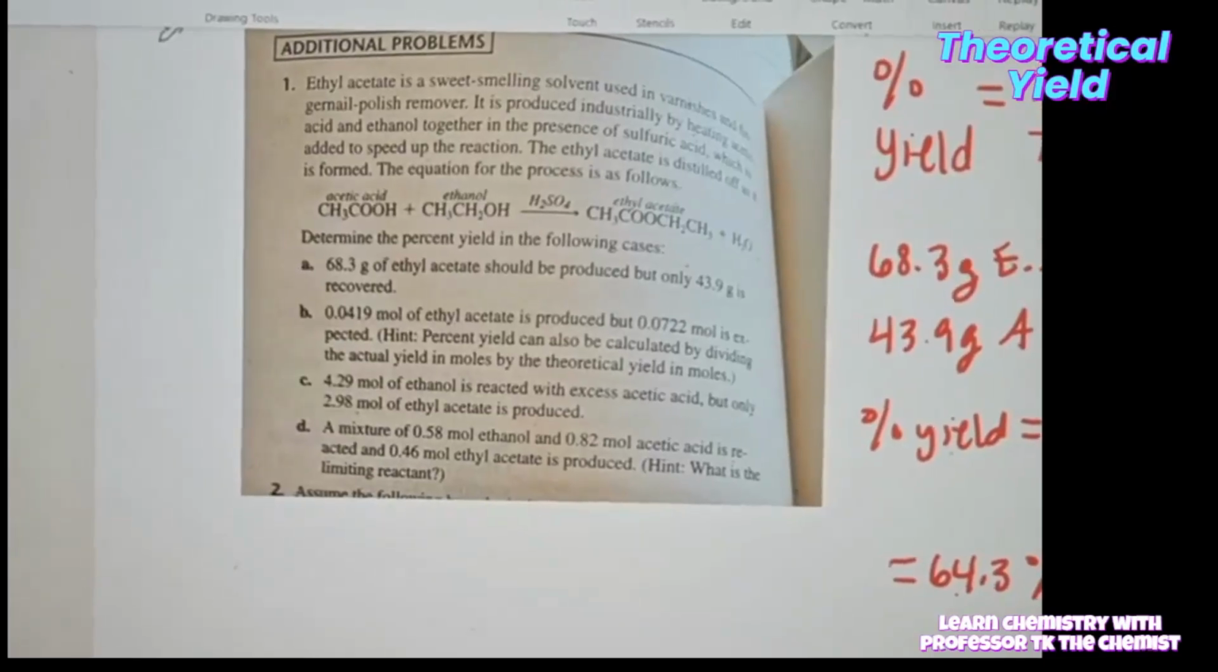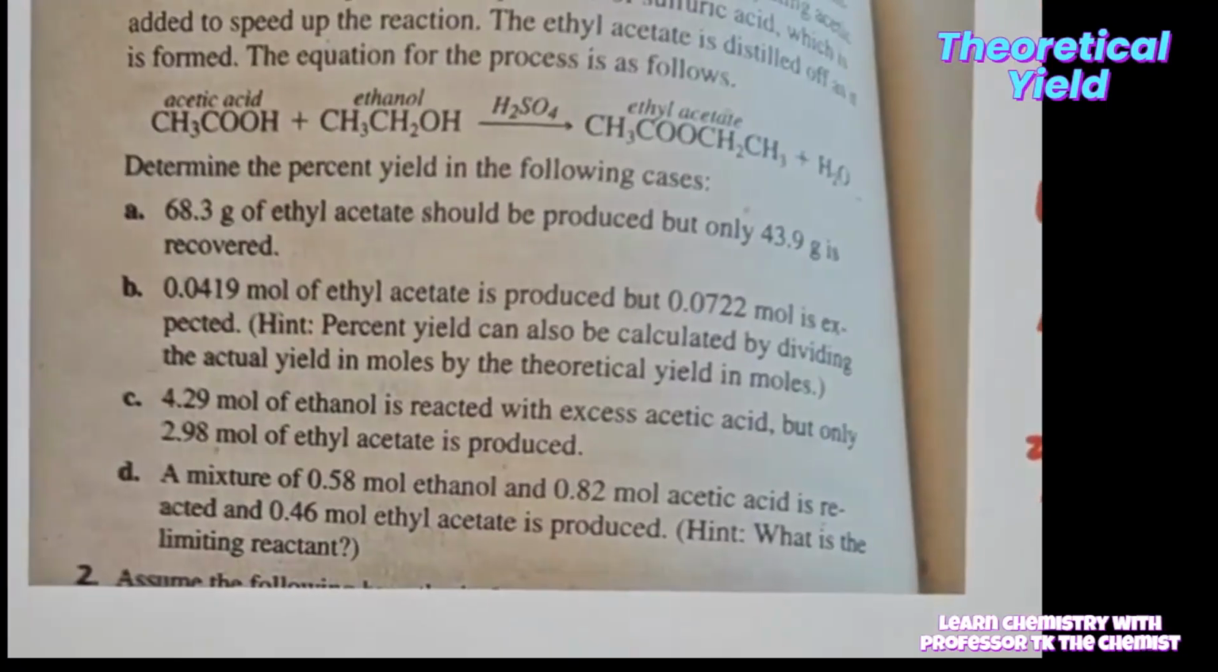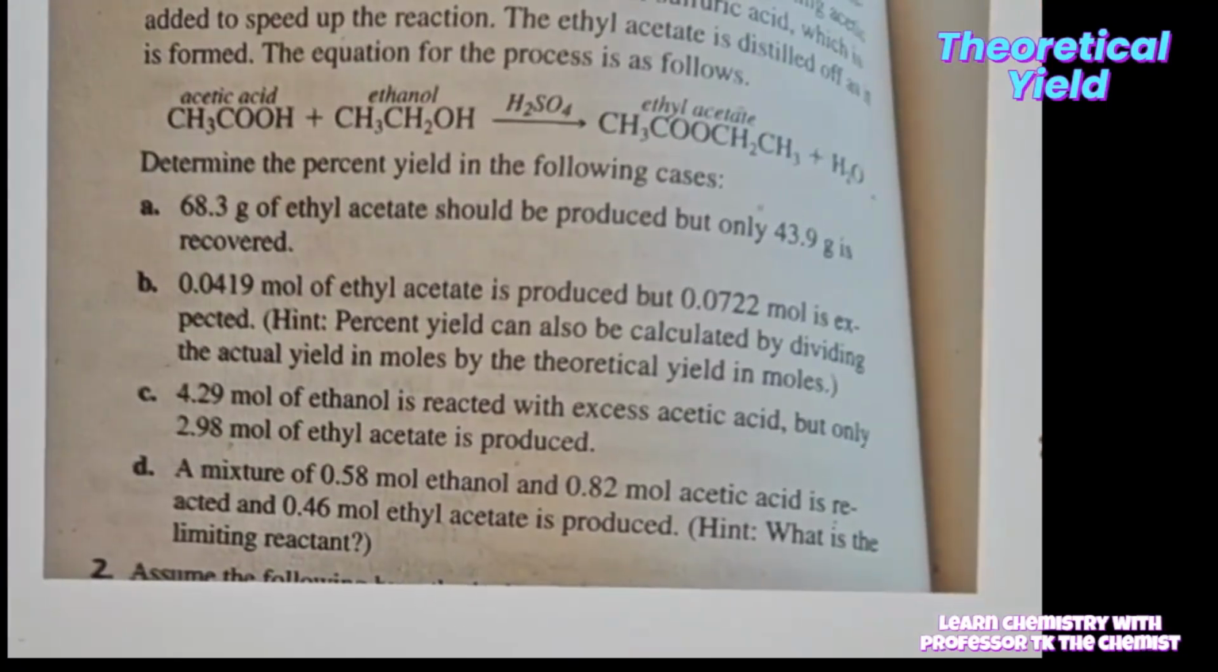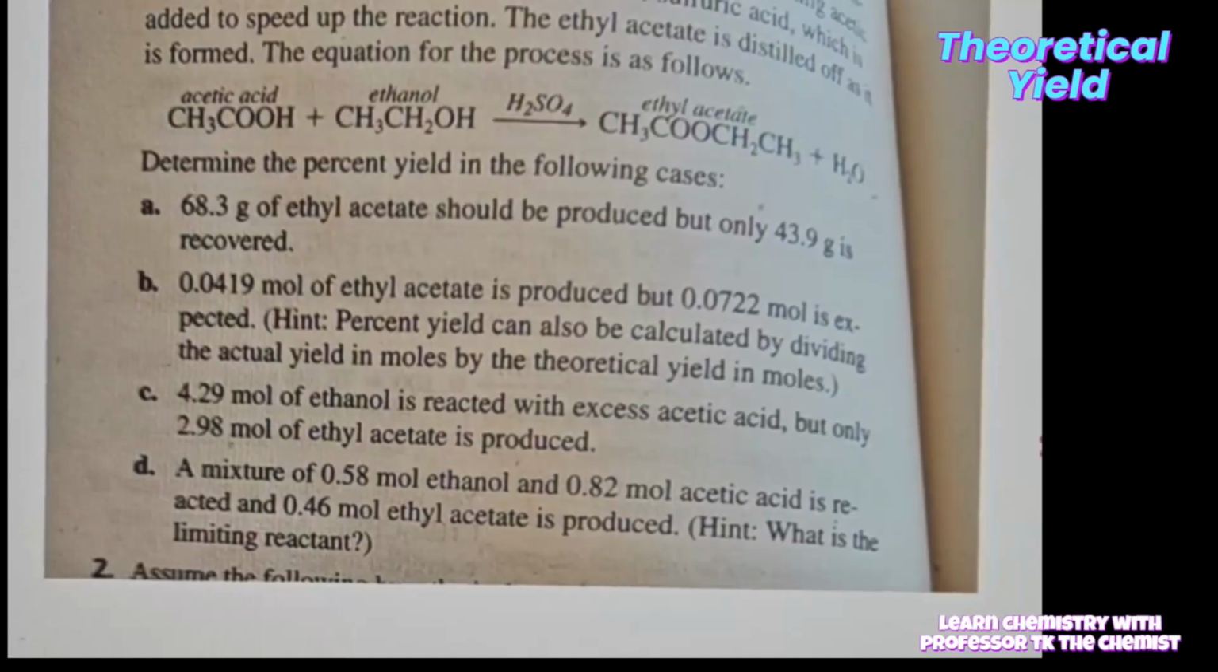Part B now. Again, don't let these problems scare you. They look intimidating because of all the extra things that it appears that you have to do, but y'all, they're just like any other problem. Part B says if 0.0419 moles of ethyl acetate is produced, but 0.0722 moles is expected, what is the percent yield? In percent yield, we normally look at grams and divide the grams and times 100. Guess what? You can do the same thing with moles.